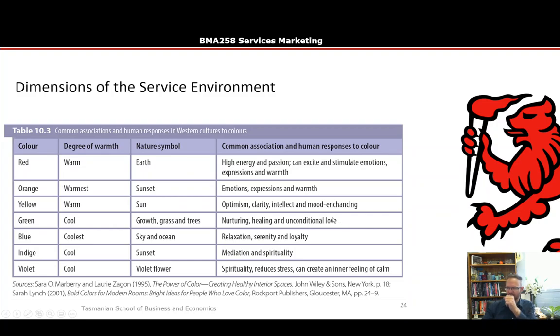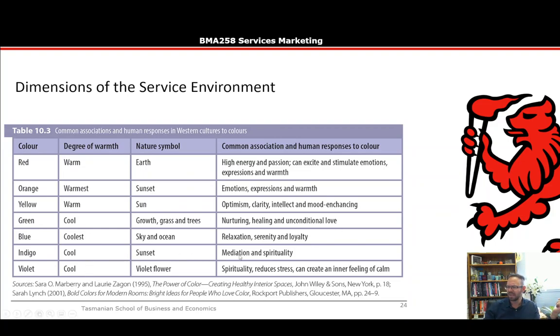So that's not in this research, but in other research that comes out. Alright, blue is the coolest of the colours, and it's associated with sky and ocean, which kind of makes sense, blue sky, blue ocean. Relaxation, serenity, and loyalty. Now that loyalty is also trust, and a lot of banks use blue or organisations that try and emphasise the trust, because for some reason human beings, especially in Western cultures, associate blue with trusting, dependable and loyal emotions.